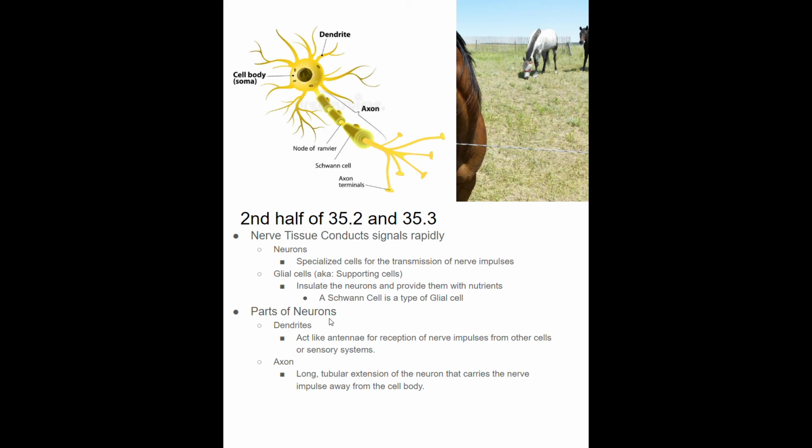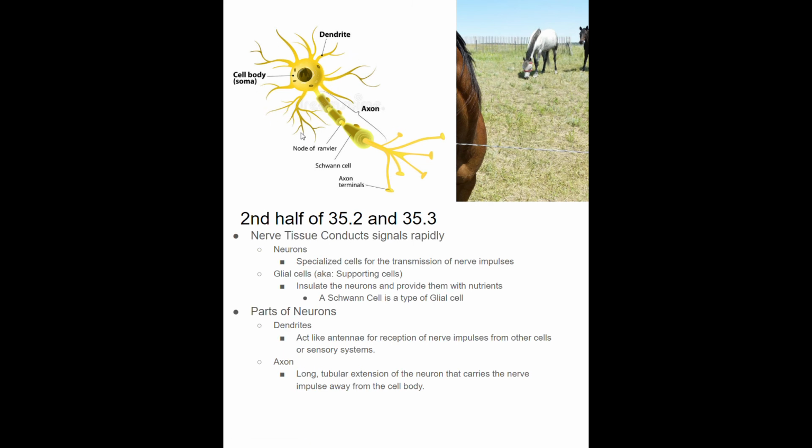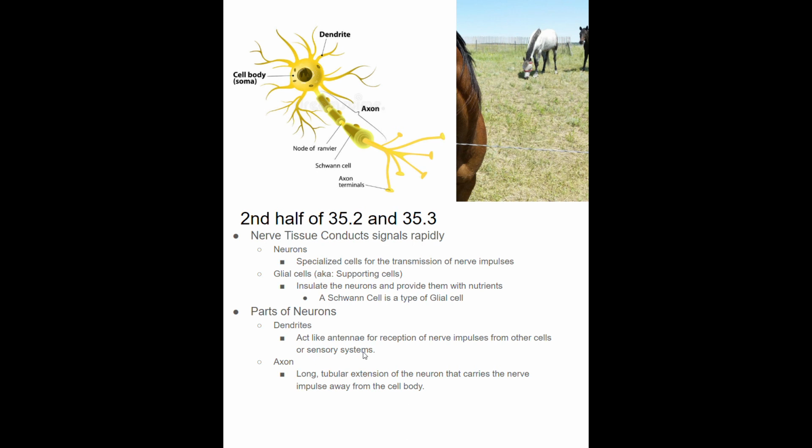So parts of neurons, two main parts that we'll talk about. We've got dendrites. Now dendrites are these kind of like spidery looking things up here that are off the side of the cell body, which is this guy, the main part of the cell. This cell also has a very clear nucleus right here. So these dendrites act as antennae for reception of nerve impulses from other cells or sensory systems. So these kind of antennae here, their job is to take in impulses. So they're taking in impulses here.